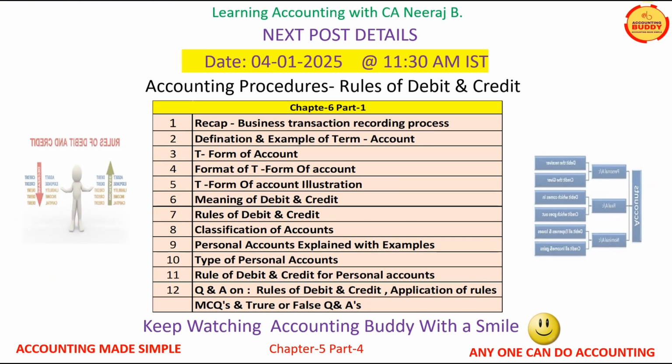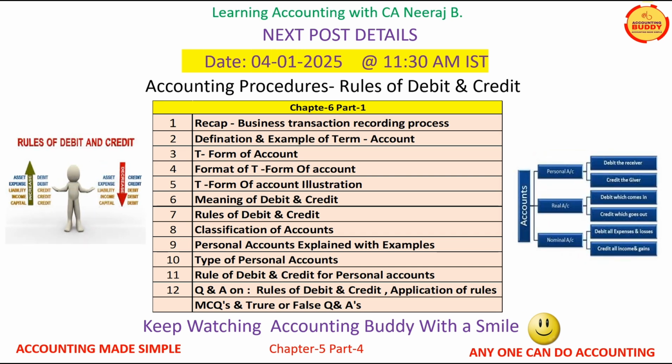In our upcoming video on 4th January 2025, we will start a new chapter of accounting procedures, rules of debit and credit. In this chapter, we will learn in detail with illustrations the T form of account along with the rules of debit and credit under both traditional classification of accounts and under modern classification of accounts. We will also master the golden rules of debit and credit, followed by a question and answer session.